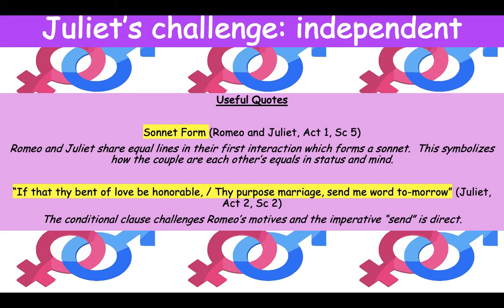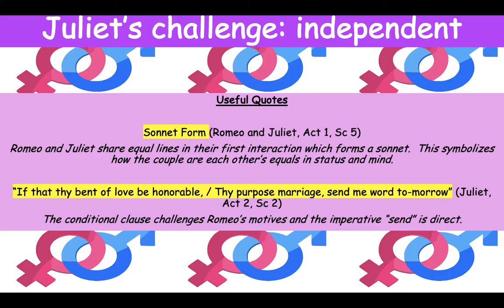But Juliet challenges this. She's much more independent. First of all, when we see Romeo and Juliet interact in Act 1, Scene 5, you'll notice that they share equal lines, and actually their lines form a sonnet. So it's very poetic, it's very beautiful, it's very romantic. But more than that, if we're talking about her challenging female stereotypes, it symbolises how they are each other's equals. They are equally matched in wit. We see this banter back and forth, and they've just got the same personality, haven't they? So we're seeing this equal relationship, much more at odds to what maybe was typically seen amongst wealthier families in the Elizabethan era.